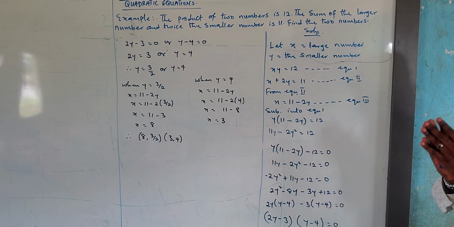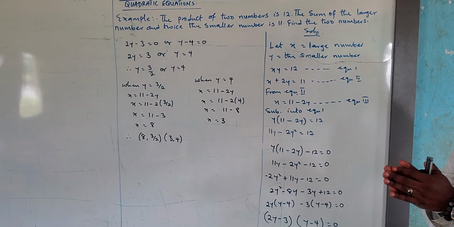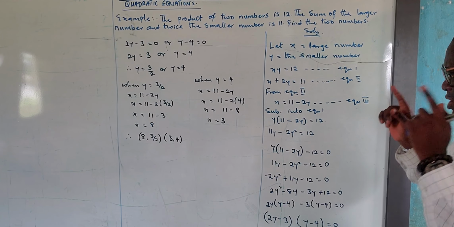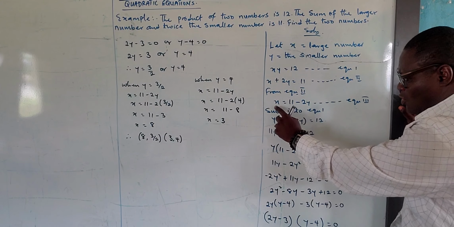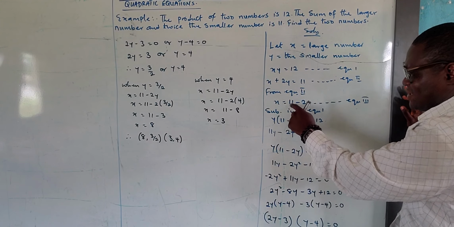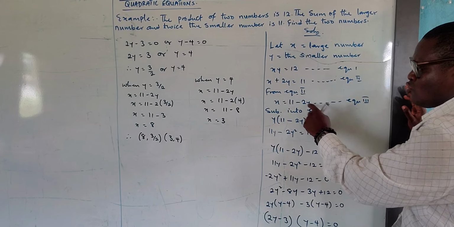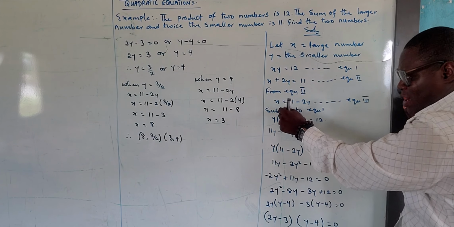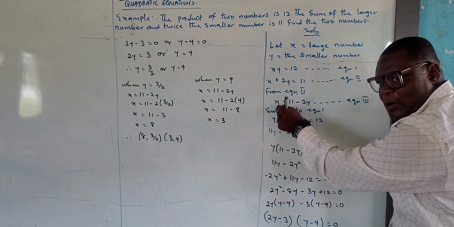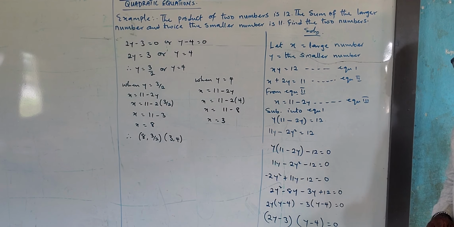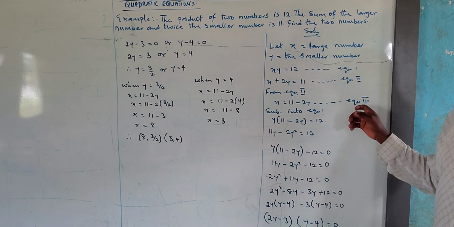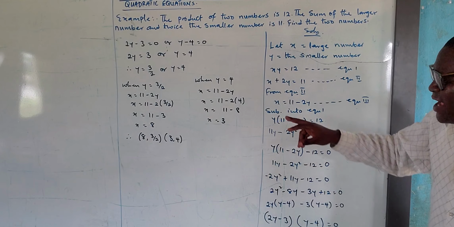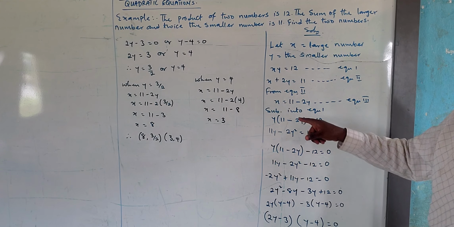Now, from our equation 2, according to our substitution method, we can now say that x is equal to 11 minus 2y, by bringing the 2y down here to make x the subject of the formula. We label it as equation 3.